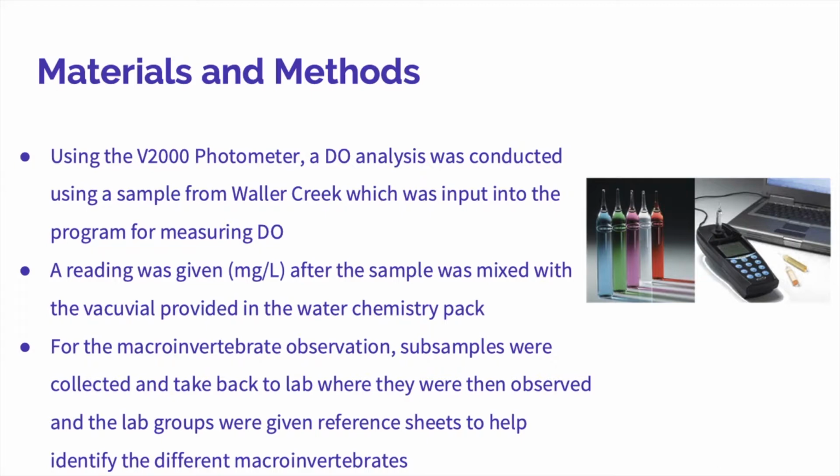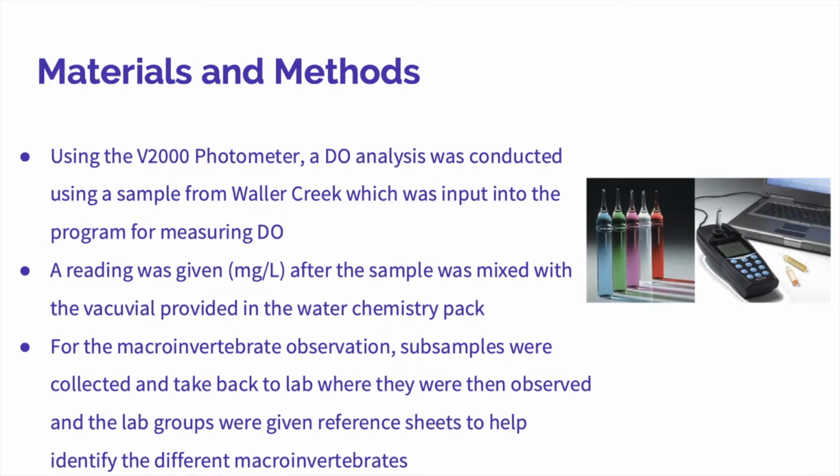A chem wipe was then used to dry the outside of the vial, and it was then inserted into the V2000 photometer. 2 minutes later, a DO reading was given in ppm or milligrams per liter. The reading was then repeated for a second time, and if they were dissimilar, a third analysis took place. All values were then recorded and put into the class-wide EII database.